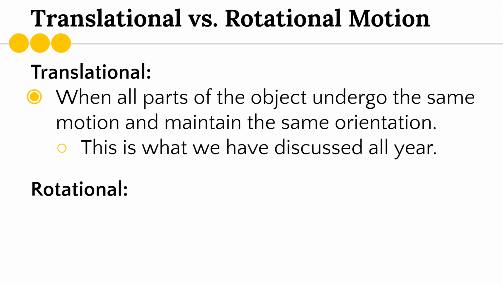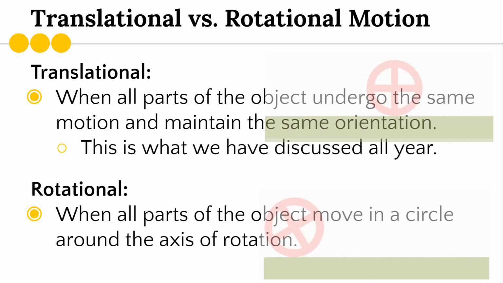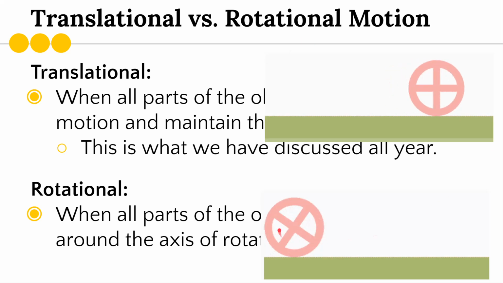Today, and in this unit, we're going to talk about rotational motion, which is when all parts of the object are going to move in a circle around some axis of rotation. Okay, so now we're going to be talking about things that are spinning or possibly rolling, in which case we'll be dealing with both translational and rotational motion.